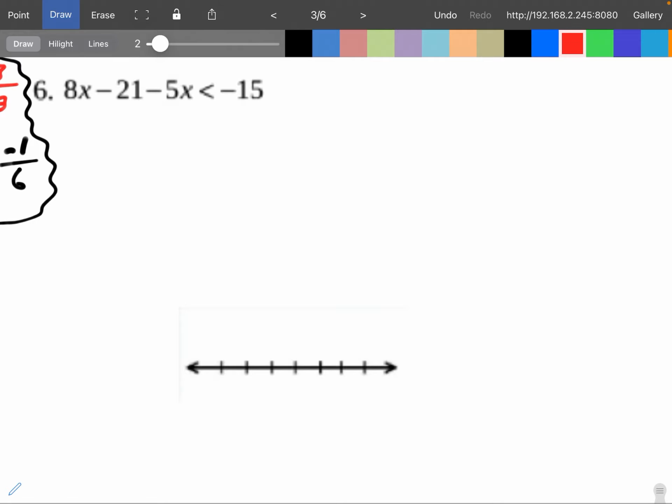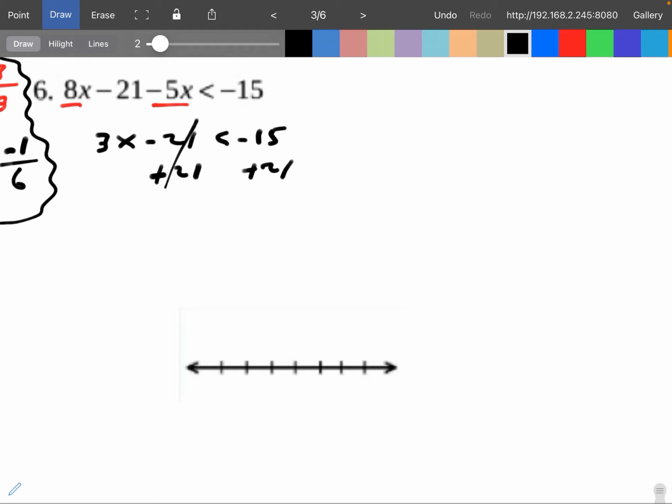What can we do first on 6? Damien, what you got? Combine like terms. Perfect, yeah, combine like terms. We can combine these two. We got 8x, take away 5x. So how many x's do we got then? 3. Yep, 3 x's. So that's going to give us 3 x's on the left-hand side, and then minus 21. And then that's going to be less than negative 15.